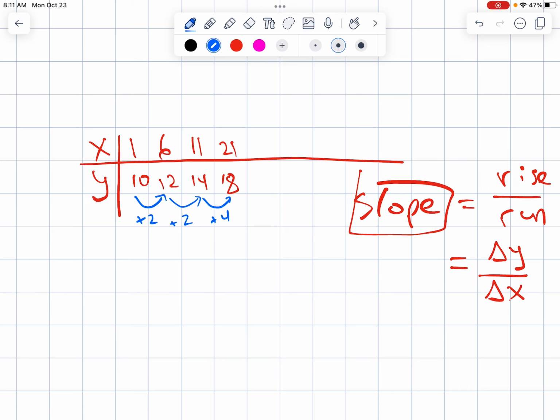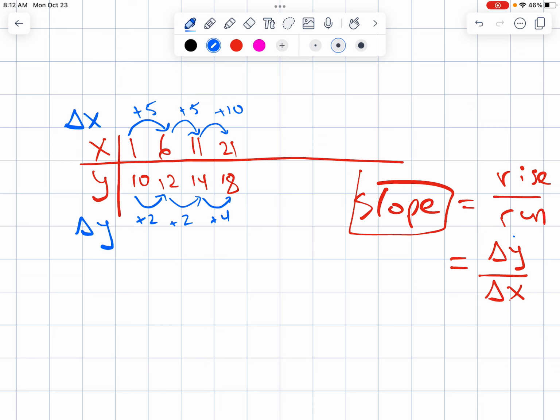Now, let's look. So these are all the change in the y's. So change by 2, change by 2, change by 4. Now here, let's talk about the changes in the x values. So change in the x values from here to here, from 1 to 6, we're going up by 5. We're going up by 5. From 11 to 21, we're going up by 10. So this is the change in the x values.